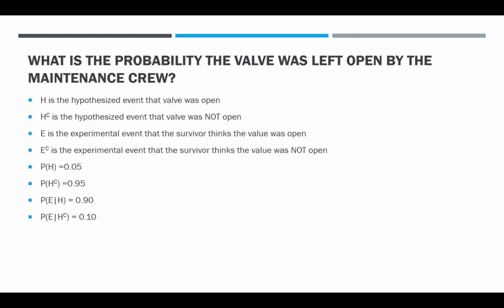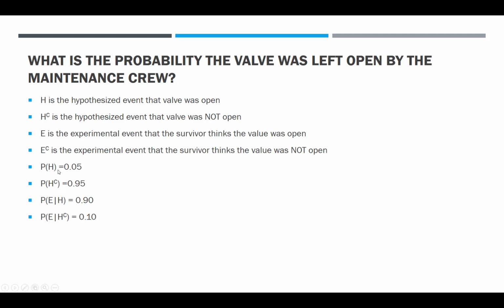So let's set this up. H is the hypothesized event that the valve was open. H complement, H superscript C, is the hypothesized event that the valve was not open. E is the experimental event that the survivor thinks the valve was open, and E complement, not E, is the experimental event that the survivor thinks the valve is not open.